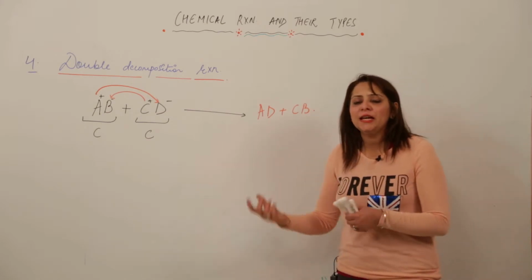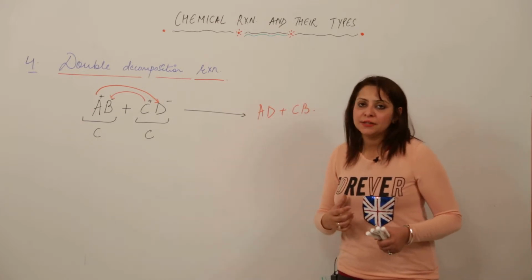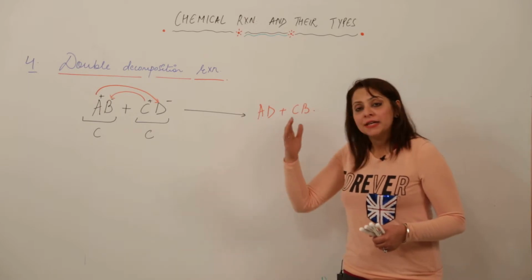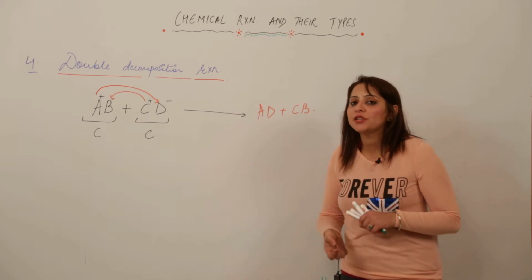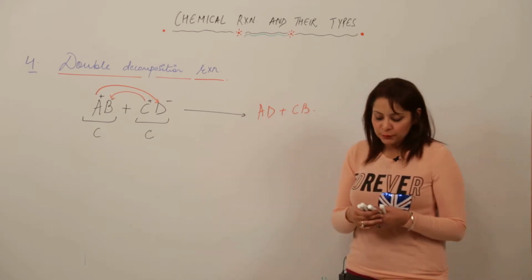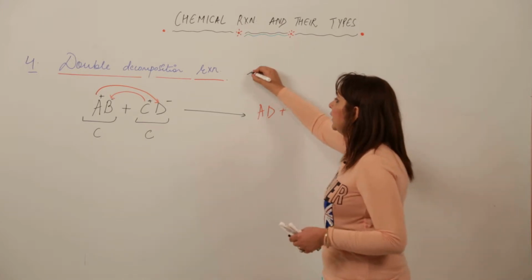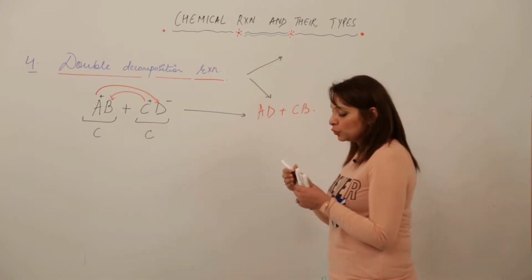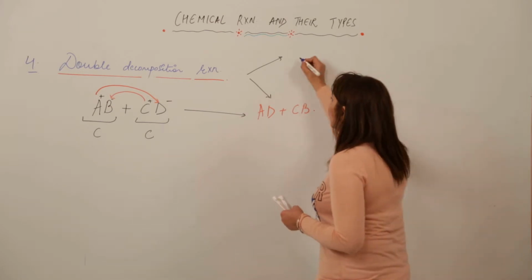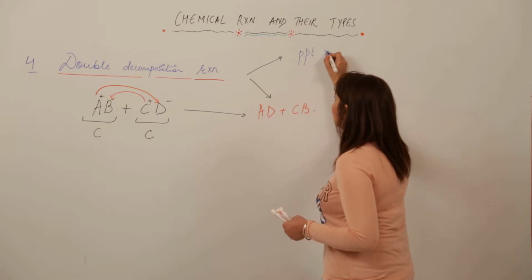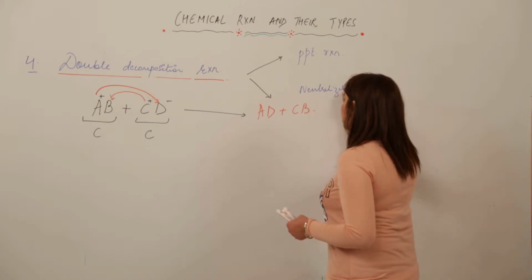Likewise, you can use any alphabet, you just have to remember that they will exchange their partners, right? Both the compounds will get decomposed and both the ions will get displaced. They will just mutually exchange their places. So this is a double decomposition reaction, right? Now the double decomposition reaction can yield two kinds of products. That means it can be classified into two subcategories. One is precipitation reaction and the other is neutralization reaction, right?